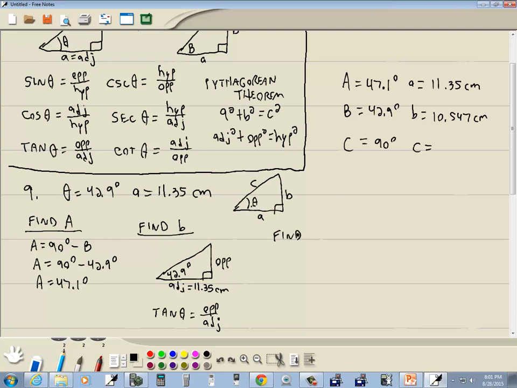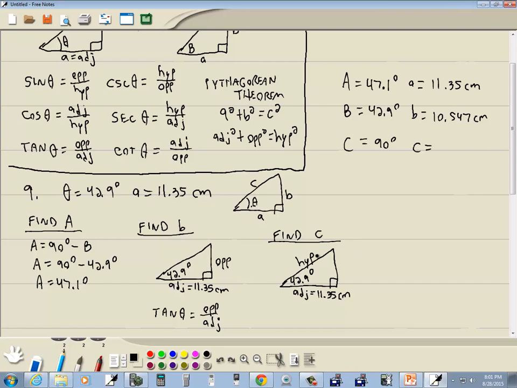Well, now we need to find side c, so lowercase c. Let's draw our picture, see what we're given. Here's our 42.9 degrees. They're giving us the adjacent, which is this side. So adjacent is equal to 11.35 centimeters. And we're trying to find c, which is this side here, according to our picture, which is our hypotenuse. So we're trying to find our hypotenuse.